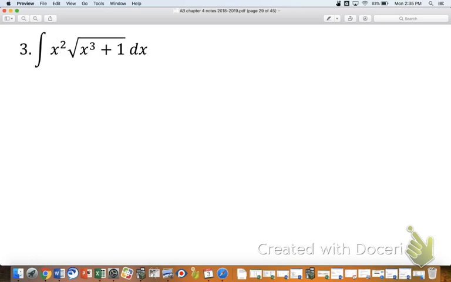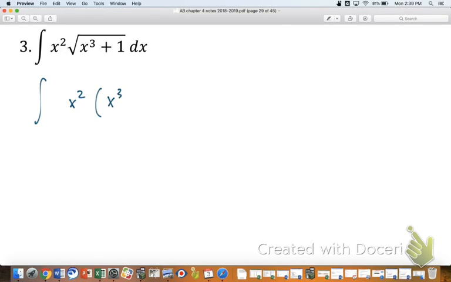Did you guys automatically just say that this is really x cubed plus 1 to the 1/2? You definitely want to do that. Just numerically speaking, it makes it a lot easier.